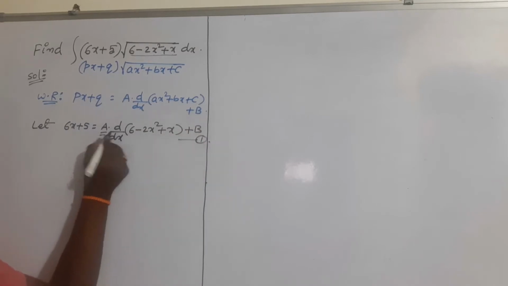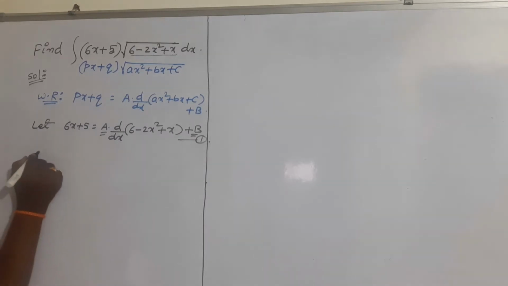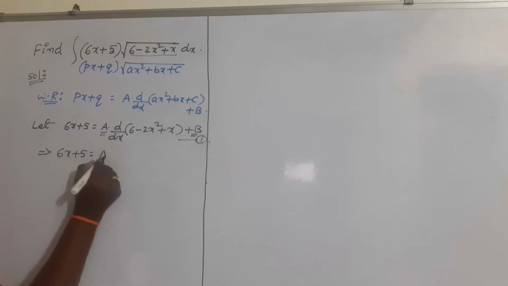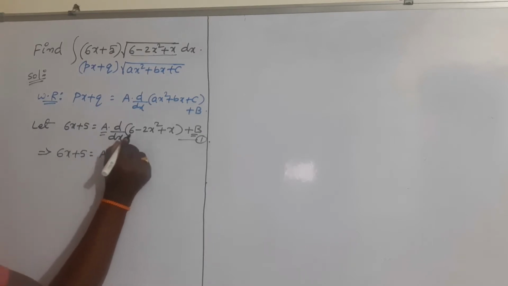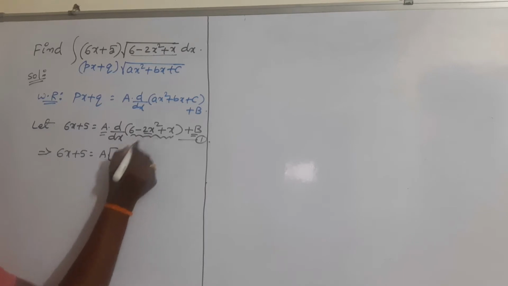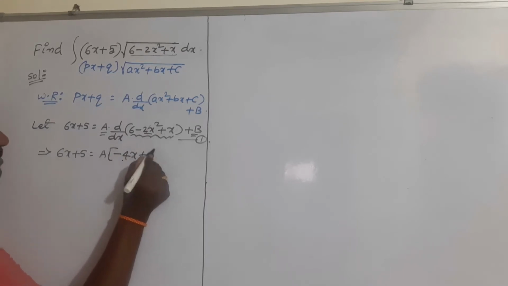First we should find out the values of capital A and capital B by comparing like terms on both sides. So this can be written as 6x plus 5 is equal to capital A into, what is the derivative? Please write the derivative of this term. Derivative of 6 is 0 and derivative of minus 2x square is minus 4x. Everybody knows that the derivative of x square is 2x. 2 twos are 4, plus 1, plus B.